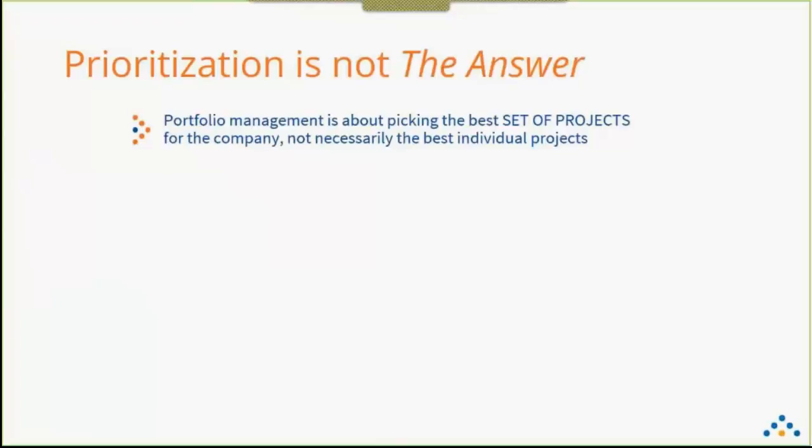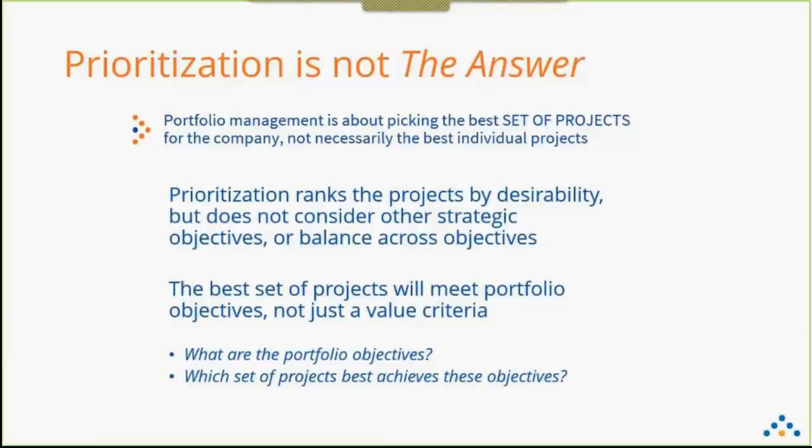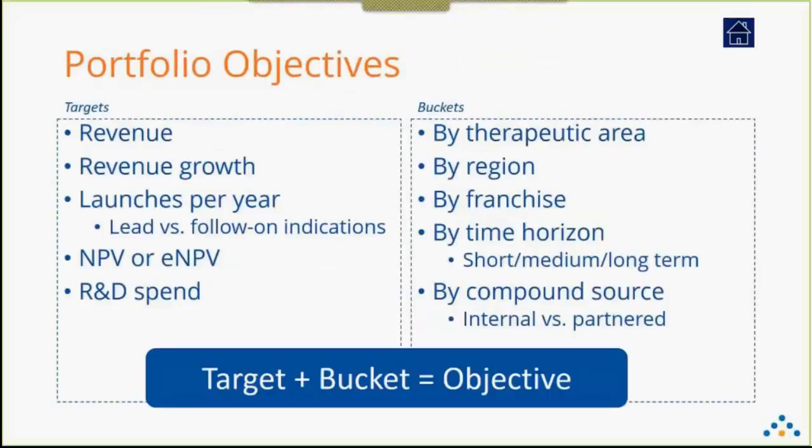So prioritization is about, and portfolio management is about picking the best set of projects, not the best individual projects. So that ranking by desirability is a good first step, but it doesn't think about other critical metrics. The best set of projects are going to meet portfolio objectives, not just a single value criteria. So let's talk about objectives. I see an objective as a combination of a target and a bucket.